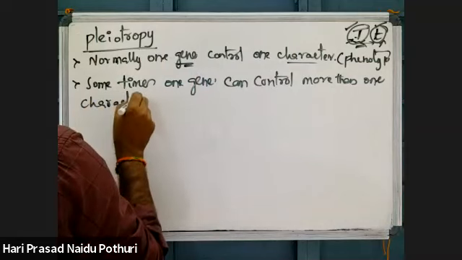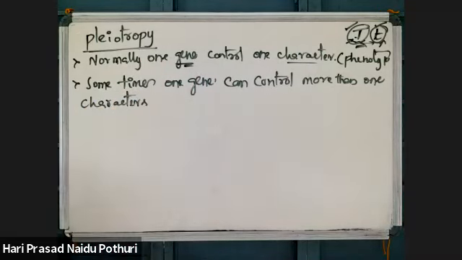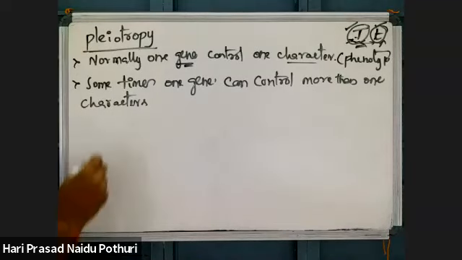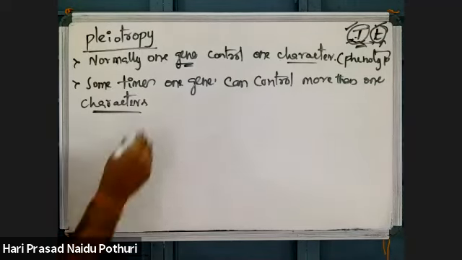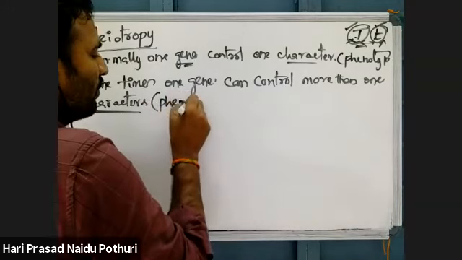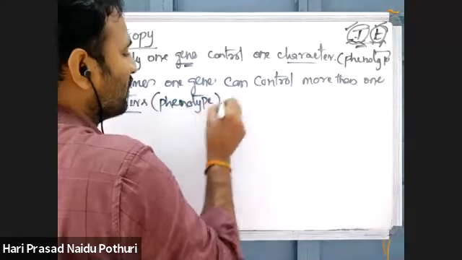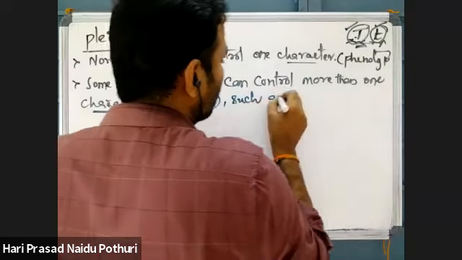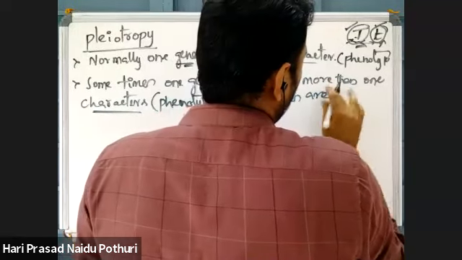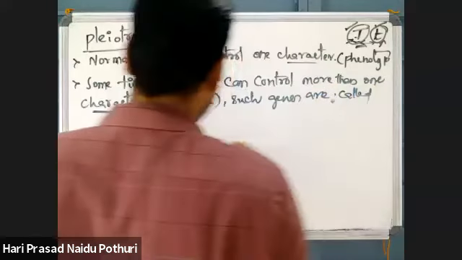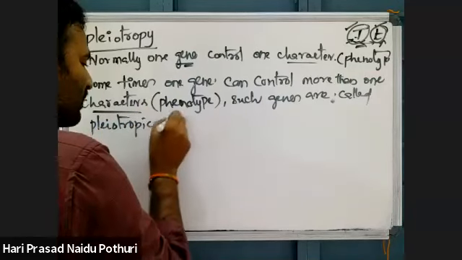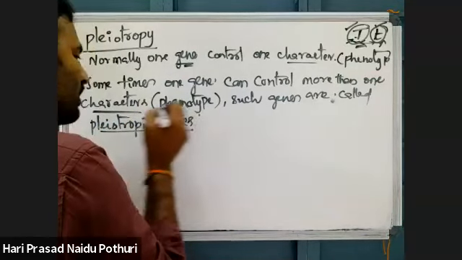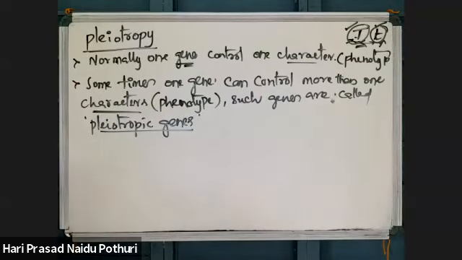Sometimes one gene can control more than one character, more than one phenotype. More than one phenotype is controlled by one gene. Such genes are called pleiotropic genes, genes which are controlling more than one phenotype.